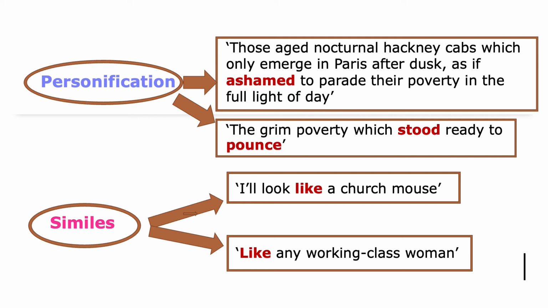Nocturnal hackney cabs are personified and described as people who are ashamed of their poverty. Once again, poverty is personified by using actions like stand and pounce. "The grim poverty which stood ready to pounce." "Those aged nocturnal hackney cabs which only emerge in Paris after dusk, as if ashamed to parade their poverty in the full light of day." In addition, similes are used for emphasis.